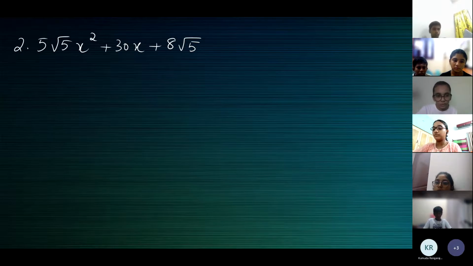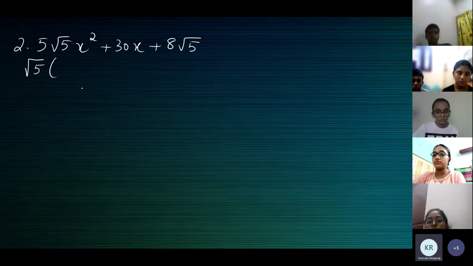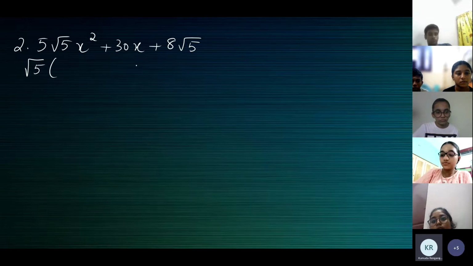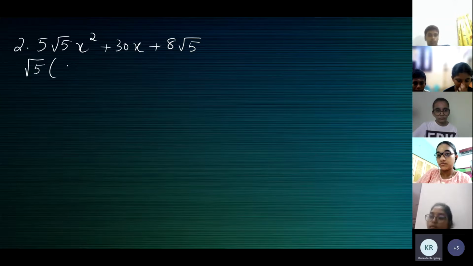Root 5 is common, ma'am. Root 5 is common. So take out the common factor. So the first step will be to take out the common factor. Now x is not common because the last term does not have x. Root 5 is common. So what will be the first term in the bracket?